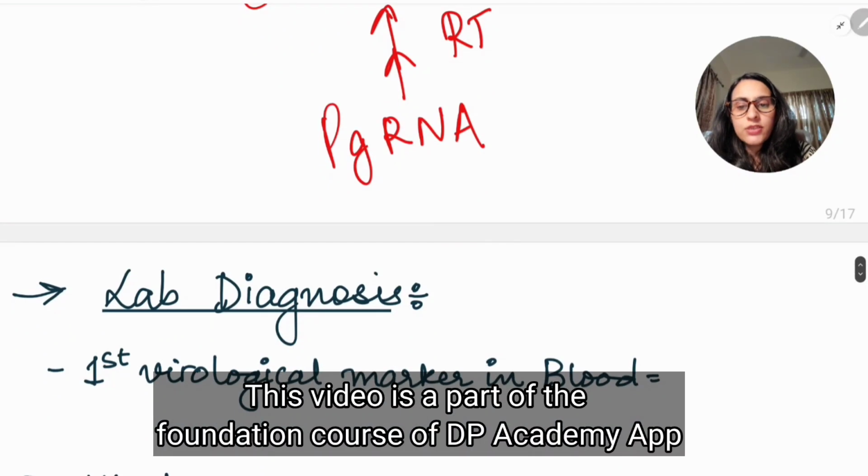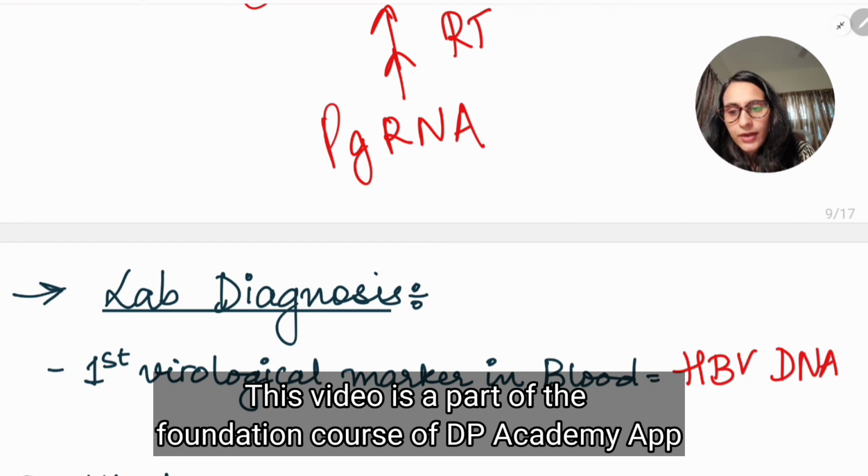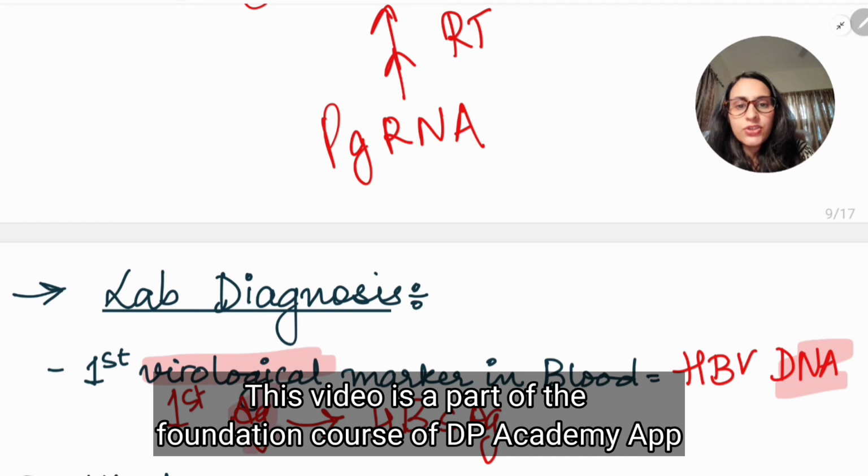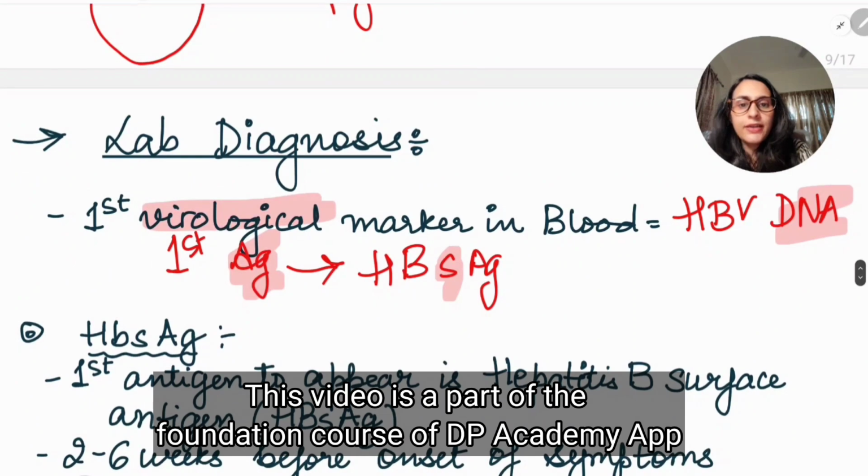Now coming to lab diagnosis, the first virological marker in the blood is hepatitis B virus DNA. Now remember, if I ask you the question, the first antigen to appear in the blood is surface antigen. But when I say virological marker, then it is DNA. If I say antigen, then it is surface antigen. So remember, the first antigen that appears is the surface antigen, that is the envelope coat. So the first antigen to appear is hepatitis B surface antigen.